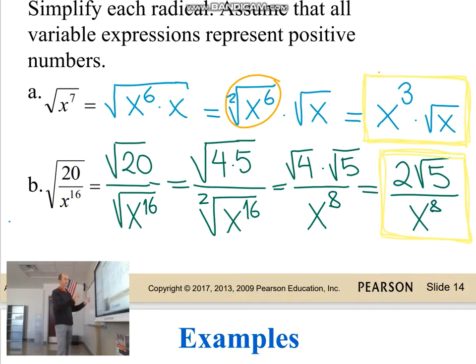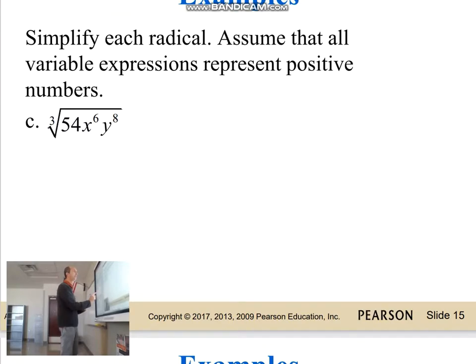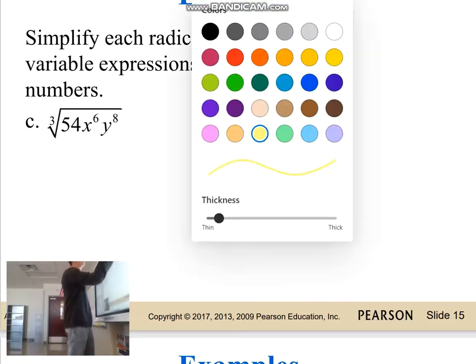This is interesting because we start from somewhat complex radical expressions, and we can simplify and find smaller numbers, simpler expressions. That's the whole point. Now, a very interesting example: we have here the cube root of 54 times x exponent 6 times y exponent 8. Let's check how to simplify this.